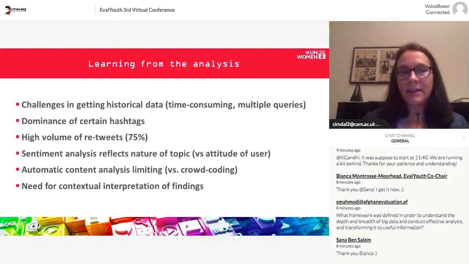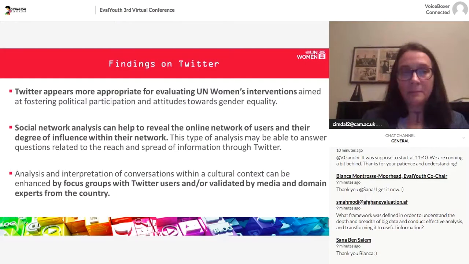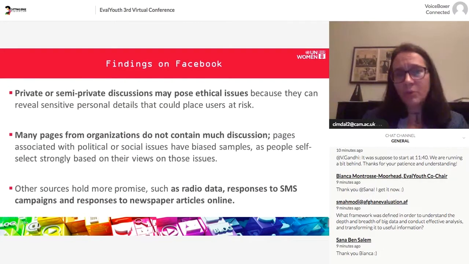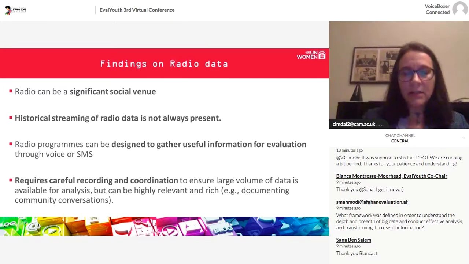We also learned that sentiment analysis reflects the nature of the topic. When you look at the sentiment, most of these tweets have a negative sentiment, not because the users are not endorsing gender equality, but just because they are angry about some of the questions related with equality. If they talk about violence, if they talk about killings, it will make the tweet negative, even if they are not, of course, endorsing it. And we need a contextual interpretation of findings. We have this in the report. If you're interested, I can maybe share the link with Sophia.